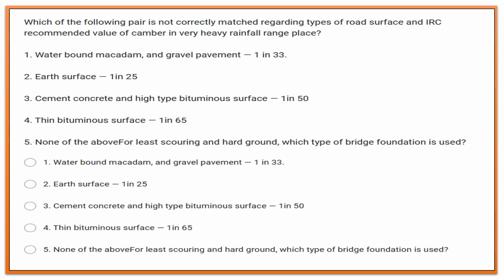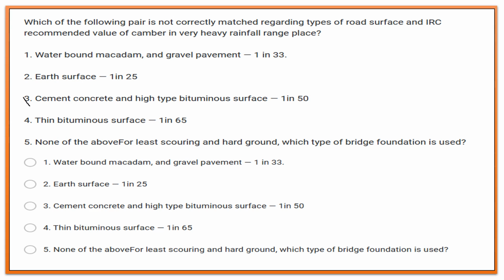Then question number 13. Which of the following pair is not correctly matched regarding type of road surface and IRC recommended value of camber in very heavy rain place? In a very heavy rain place, there are two ranges, heavy rainfall and light rainfall. In the question, the heavy rainfall range is given. So the first type of road is cement concrete and high type bituminous surface. The range is between 1 in 50 and 1 in 60: 1 in 50 for the heavy rainfall, 1 in 60 for the light rainfall.